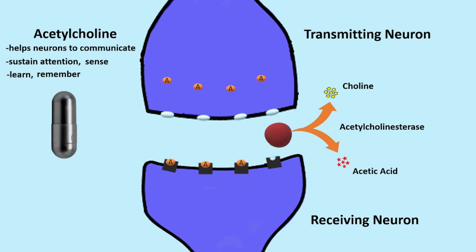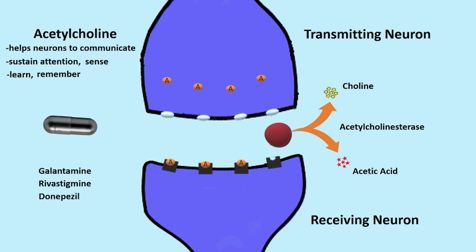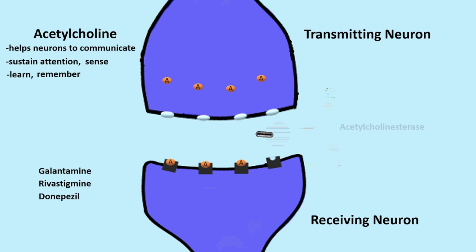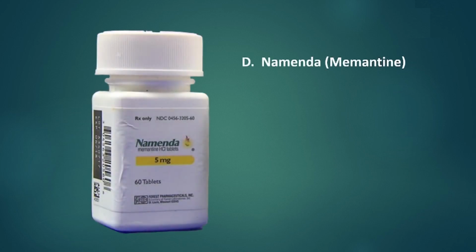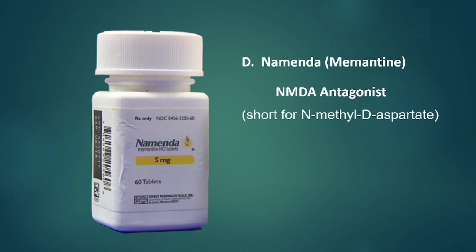Now here comes your cholinesterase inhibitors, which are galantamine, rivastigmine and donepezil. They target acetylcholinesterase so that there will be a sufficient amount of acetylcholine that can travel to the receptors of the receiving neurons. On the other hand, we have Namenda, whose generic name is memantine. These are classified as NMDA antagonists, short for N-methyl D-aspartate.